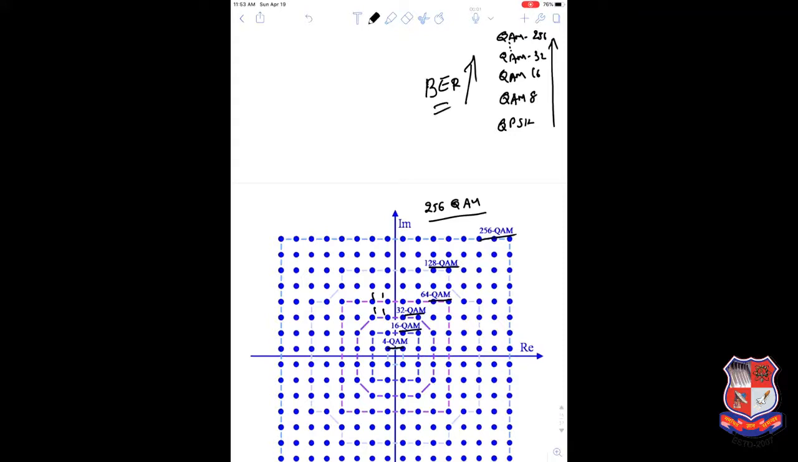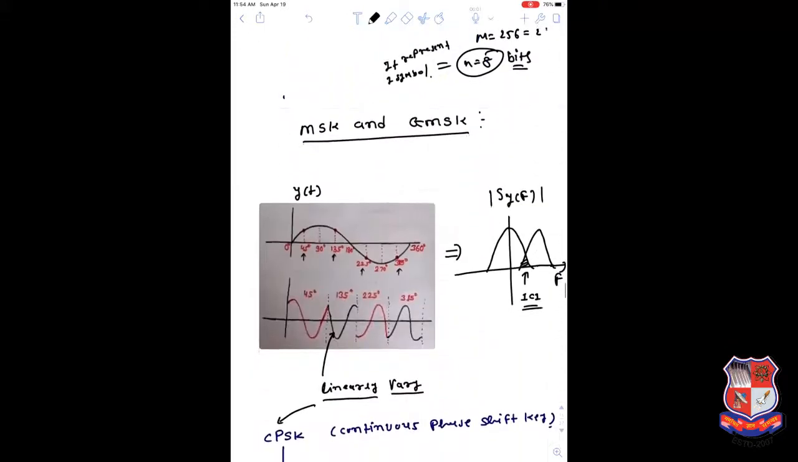This is a disadvantage, but the advantage is the bit rate. If you consider this is the bit rate, the bit rate is also going up, so it supports high data rate transmission, or transmission which requires a high data rate, such as multimedia transmission and so forth. So this part you need to understand.